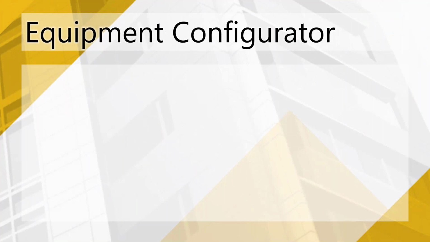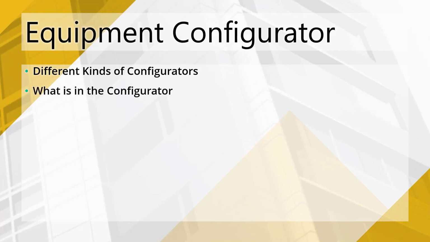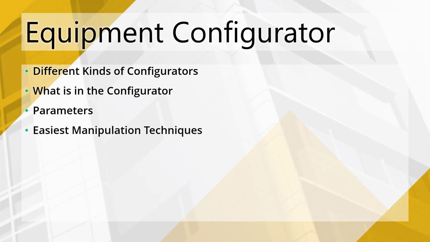So within the equipment configurator, there are different kinds of configurators that you can begin with. And we're going to talk about those different kinds of configurators. Now, we're going to focus on one in particular today, and we're going to take a deep dive as to what exactly is in that particular configurator. We're going to investigate some of the parameters, and we're going to take a look at some of the easiest manipulation techniques that we can go through to work with this configurator. I'm going to talk through a couple of strategies you can use, make some recommendations, and you can certainly take this and use it however is most appropriate for you.